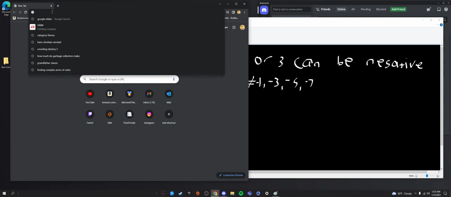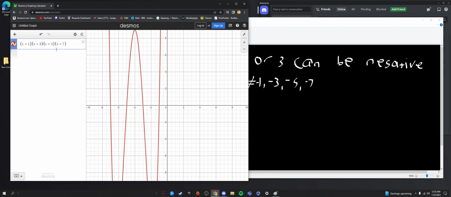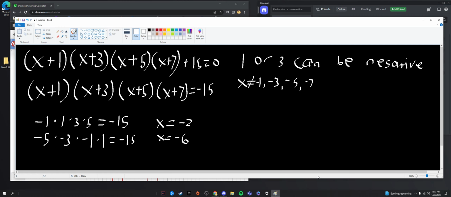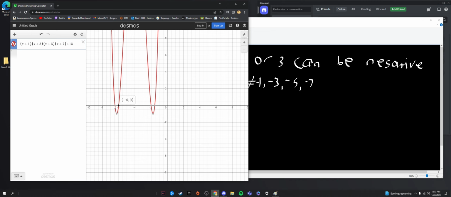Just for posterity, let's graph this out. x plus 1, x plus 3, x plus 5, and x plus 7. Did I graph this wrong? Oh, forgot the plus 15. Okay, so the roots are negative 6, negative 6.449, negative 2, negative 1.551.